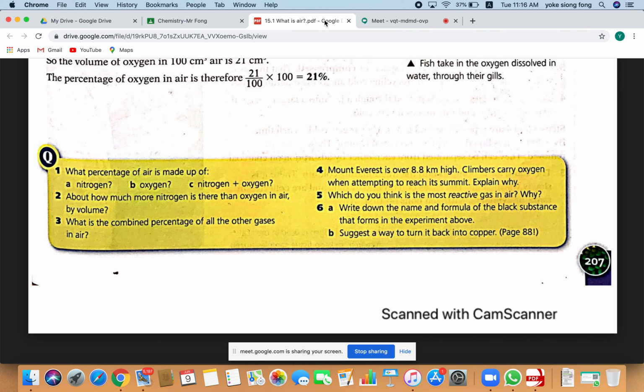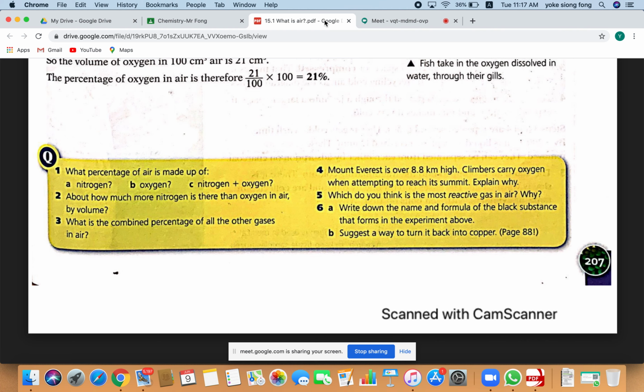For number 4, I repeat: the atmosphere thins out as altitude increases. At high altitudes, there is not enough oxygen, so breathing becomes difficult. That's the answer for number 4. So every time I will give you the full answer, then only you start to do your work and submit to me.